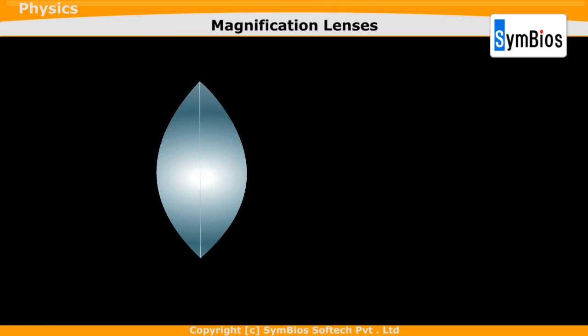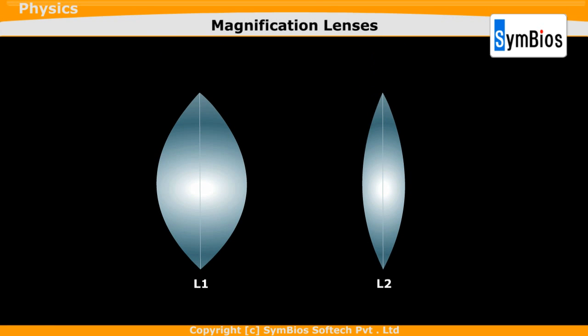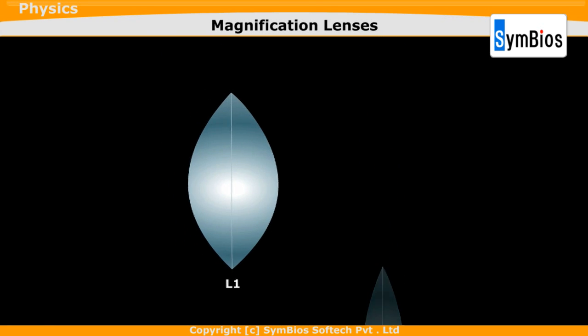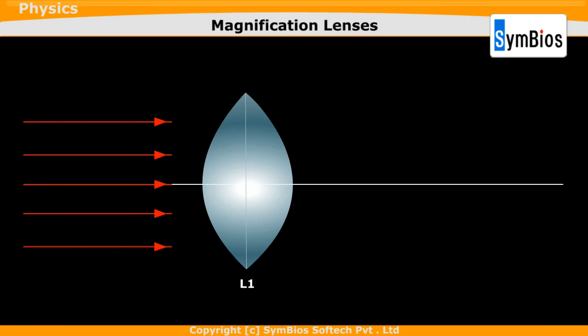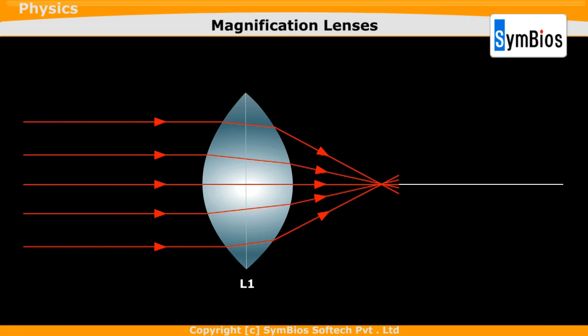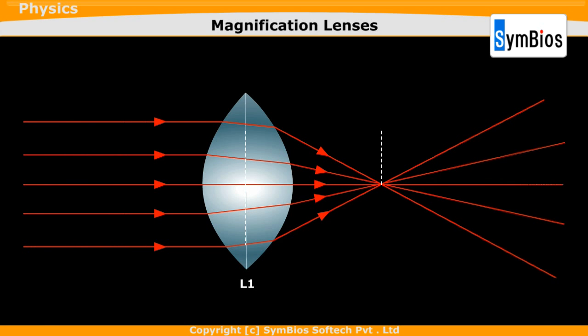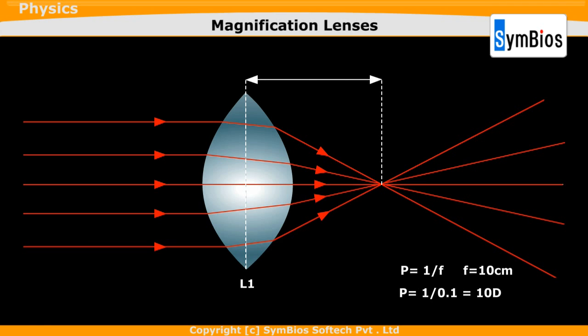Let's take two convex lenses L1 and L2 of varying focal lengths. When a beam of light is passed through the lens L1, the rays get converged at a point. Let's measure this distance. We can see that the light rays converge at a distance of 10 centimeters. Hence, the focal length of this lens is 10 centimeters. Applying the formula, the power is 10D.